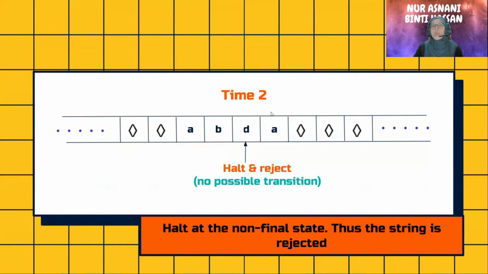After that, at time 2, the tape will read the symbol D, but the control unit, which has the states and transitions, doesn't have any input that consists of D. So there is no possible transition, and the machine will halt and reject this string. As a conclusion, the halt happens at a non-final state because we still have the symbol A after that. So the string will be rejected.